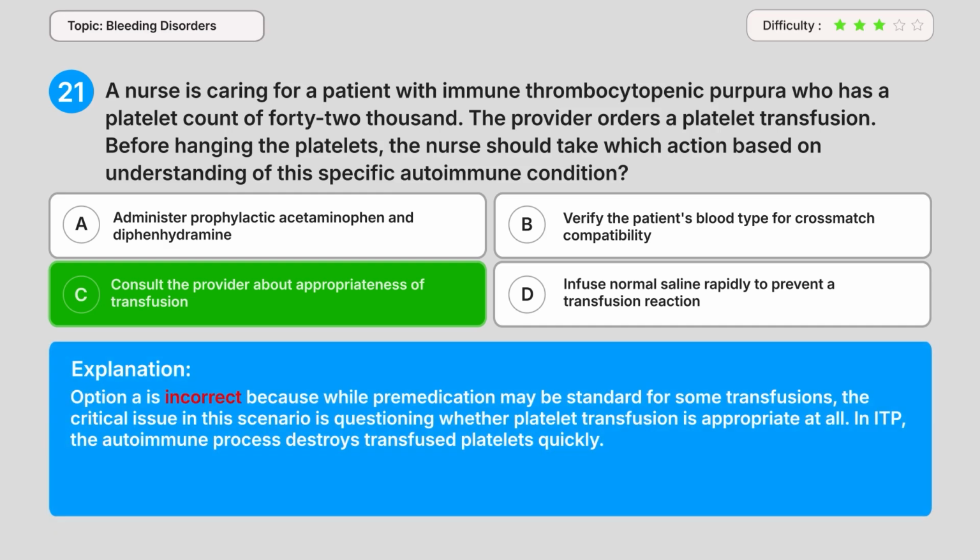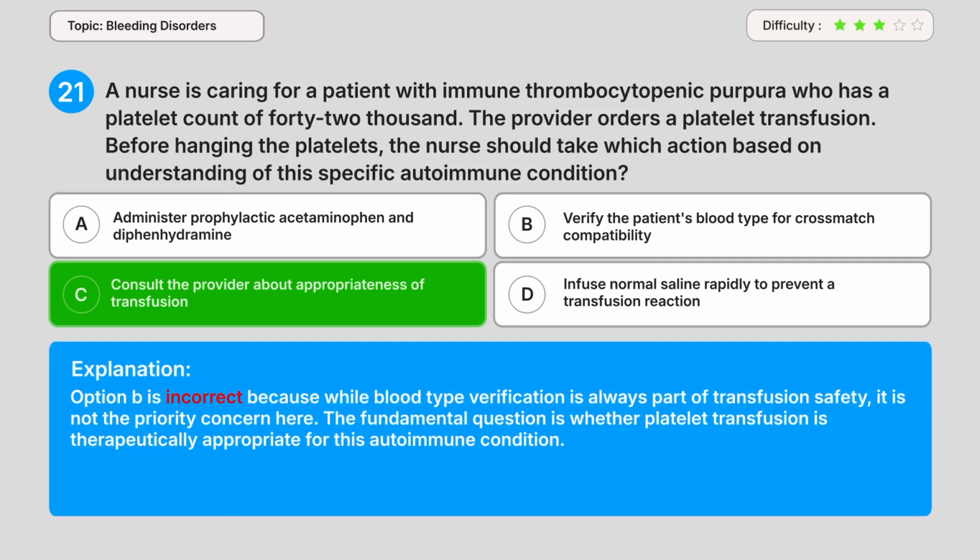Option A is incorrect because while pre-medication may be standard for some transfusions, the critical issue in this scenario is questioning whether platelet transfusion is appropriate at all. In ITP, the autoimmune process destroys transfused platelets quickly.